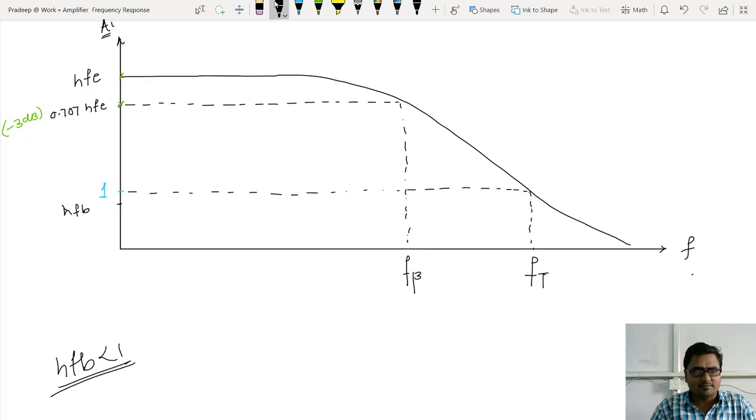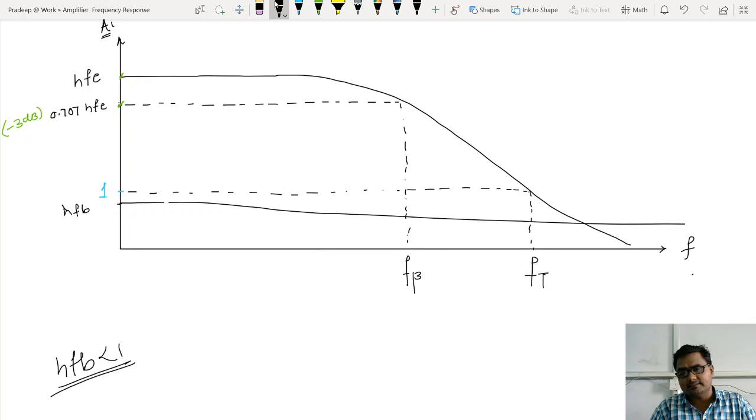This level, it has to decrease. Okay, see, it is decreasing. Yes, it is.